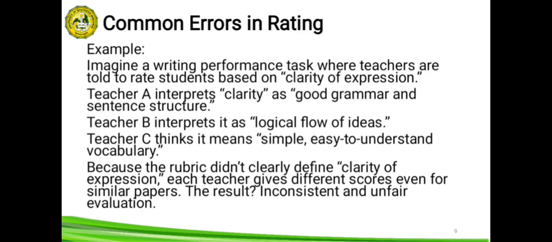This means all teachers will grade the same task using the same criterion, clarity of expression. However, the rubric or rating scale doesn't define what clarity really means. Because of that, each teacher interprets it differently. The result, inconsistent and unfair evaluation. This example shows how unclear rubrics can cause unfair scoring. Even if the teachers use the same term, like clarity of expression, they might grade differently because the meaning isn't defined. That's why, when we make rubrics, we must describe exactly what each criterion means to ensure fairness and consistency.